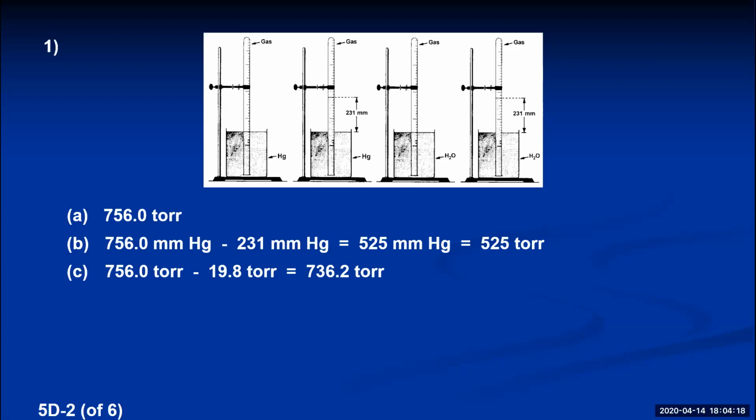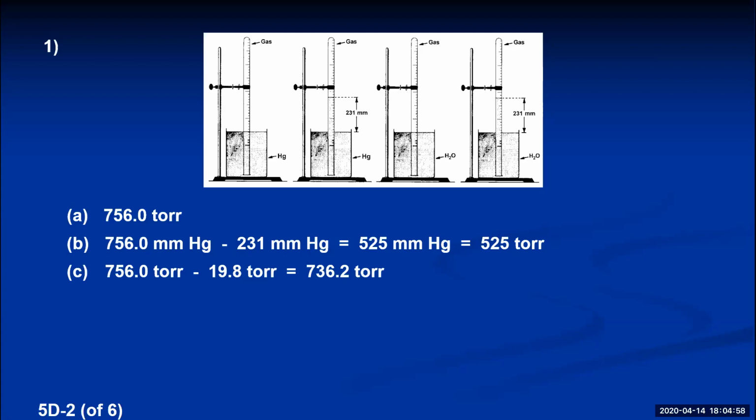In the last eudiometer, the level of water is 231 millimeters higher inside the eudiometer than in the open beaker. That means the pressure of the gas in the eudiometer is less than the atmospheric pressure, and it's less by 231 millimeters of water. So if the atmospheric pressure is 756.0 millimeters of mercury, we would have to subtract the difference in levels if it were millimeters of mercury. So we take the 231 millimeters of water, divide it by 13.6, and that would tell us what the difference in levels would be if it was mercury instead of water, and we subtract that from 756.0.